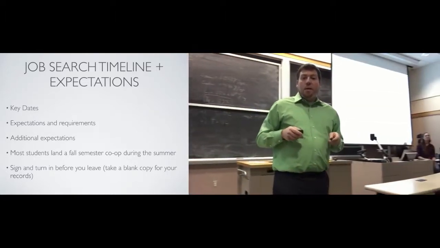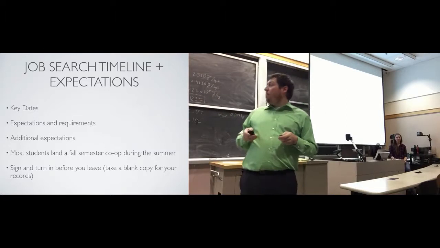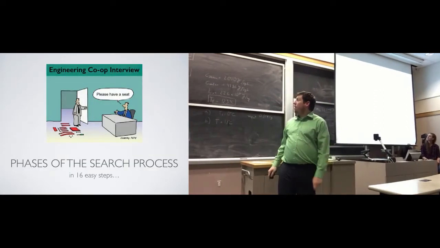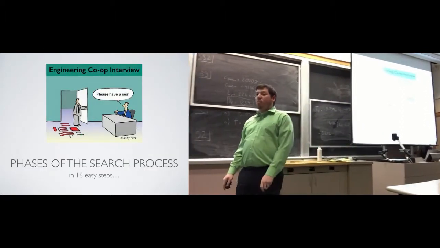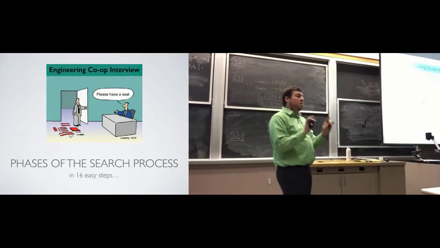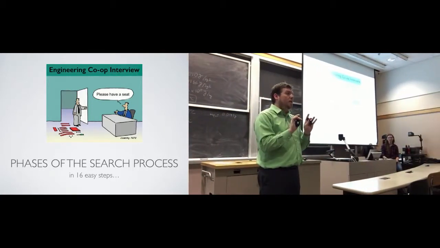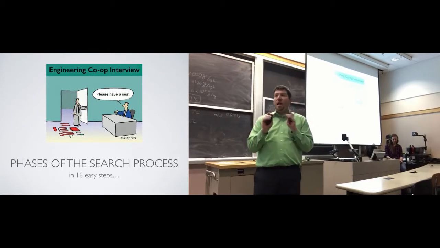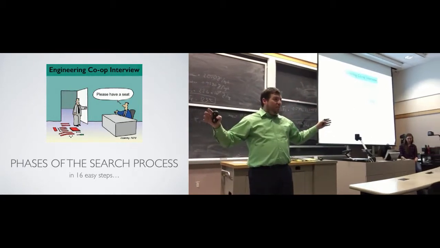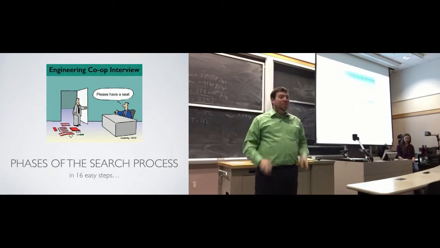And then that last part, because I didn't bring them, you don't have to actually do that, so I think we're good. Phases of the search process. I want to go over what to expect during the search process and the overall co-op process, all right? I think it's essential that you understand the 4 different phases of co-op in 16 very easy steps.